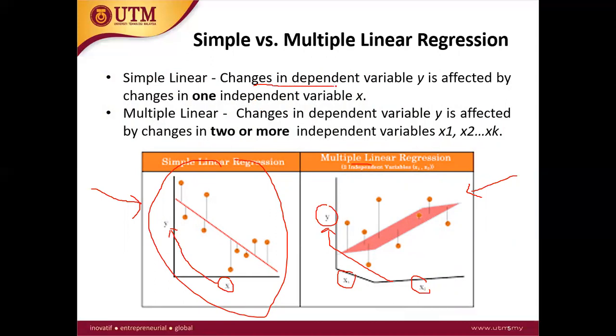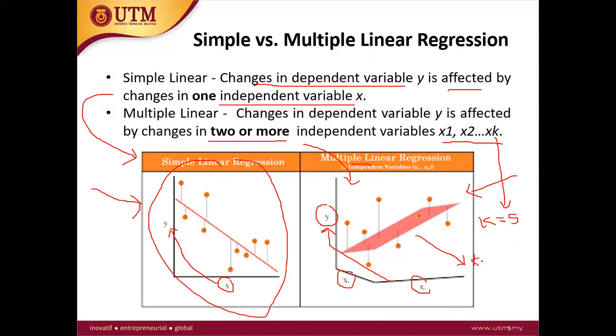So changes in dependent variable Y is affected by changes in one independent variable X in simple linear regression. And changes in dependent variable Y is affected by changes in two or more independent variables. For this case, we only consider two independent variables, X1, X2 to Xk. Okay, suppose we have 5 independent variables, so K equals 5. Right, for this case, K equals 2.